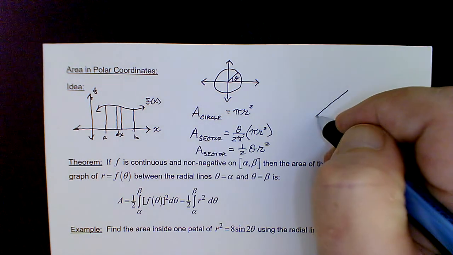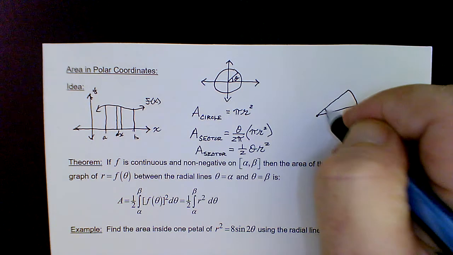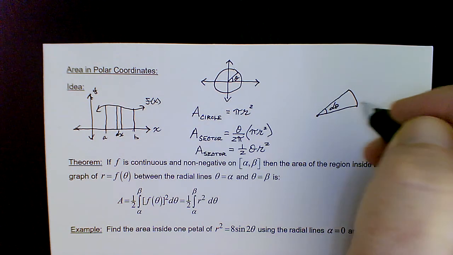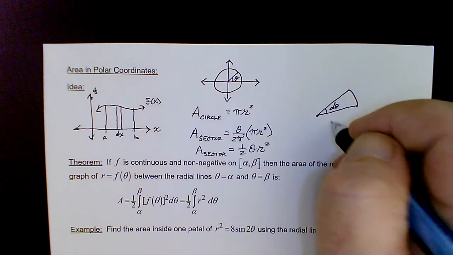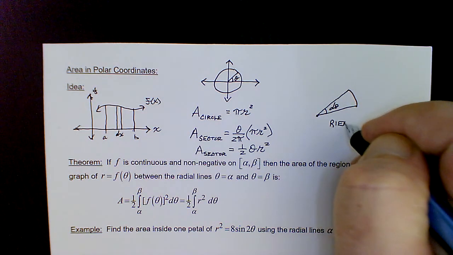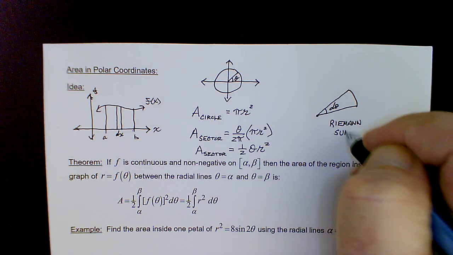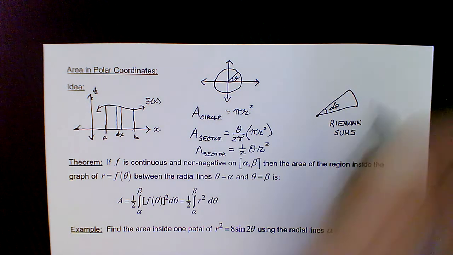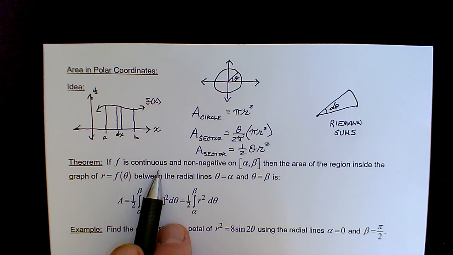So the idea is basically, instead of having these differential strips of dx in width, we're going to have these differential sweeps, so to speak, of differential d theta. And then we consider again the Riemann sums. I'm not going to go through the formalities of all of that, but that's the basic idea. And we come up with the theorem.